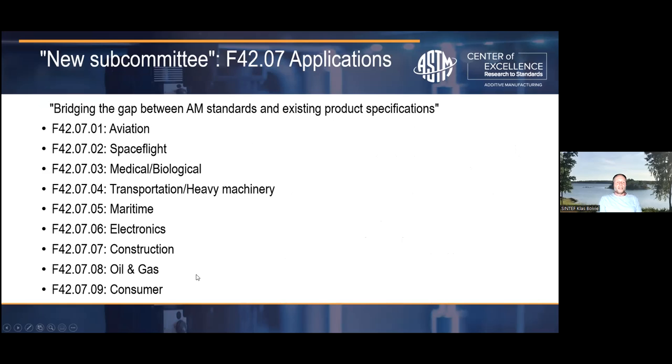The subcommittee for applications has been looking into nine different application areas so far: aviation, space flight, medical and biological applications, transportation, heavy machinery, maritime applications, electronics, construction applications, oil and gas applications, and consumer applications.